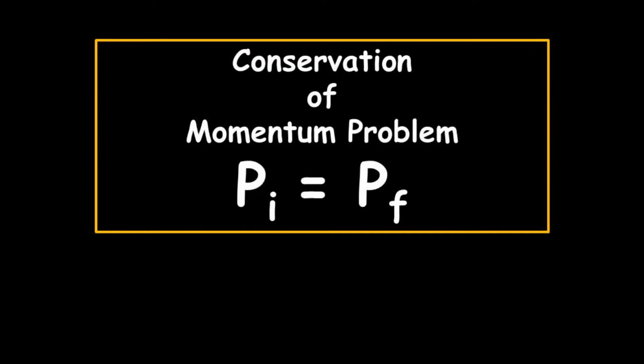Hello. What we're going to do today is a problem regarding the conservation of momentum. The conservation of momentum simply states that the initial momentum will equal the final momentum, that the system remains unchanged relative to the total momentum in the beginning versus the total momentum at the end.